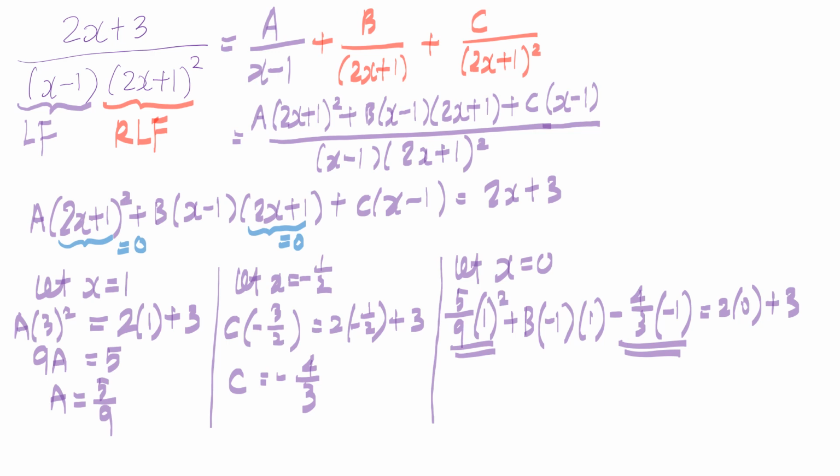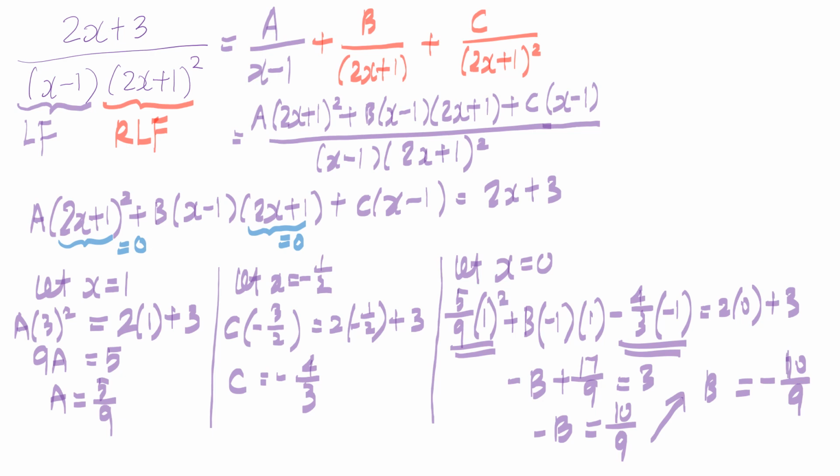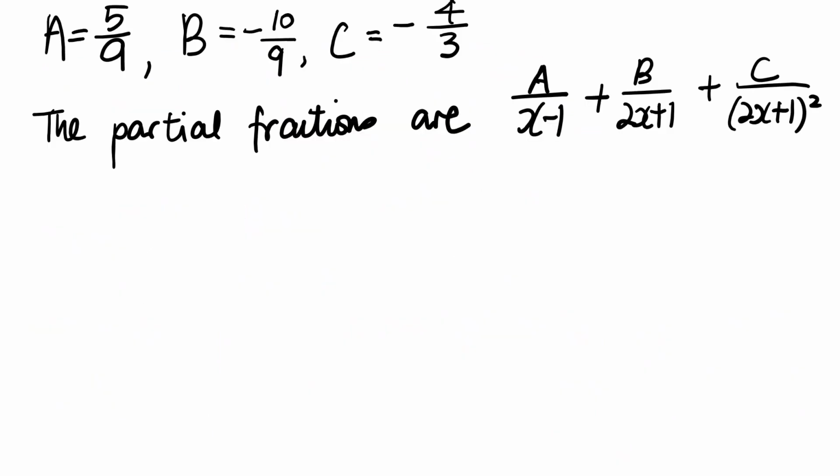So you get negative b plus 17 over 9 equals to 3. Because 2 times 0 is 0, 0 plus 3 is 3. So negative b will be 3 minus 17 over 9, which gives you 10 over 9. So hence your b will be negative 10 over 9. So we found the values for the constants a, b, and c.